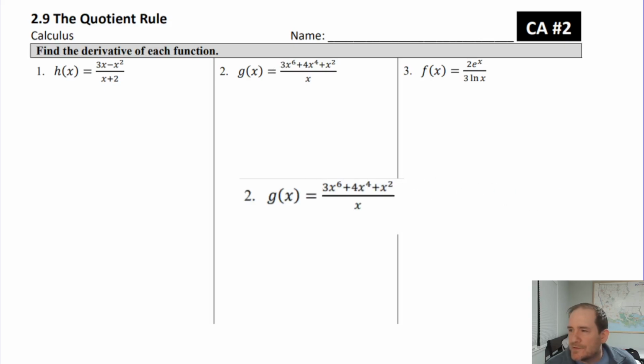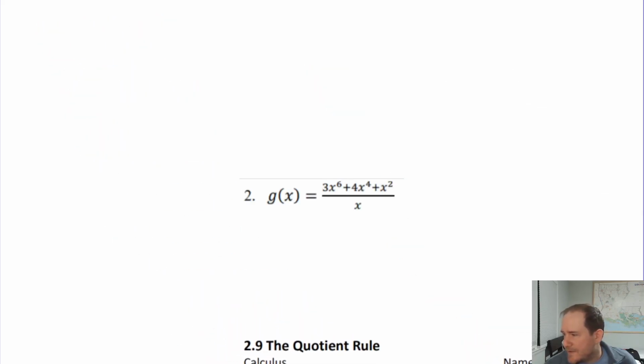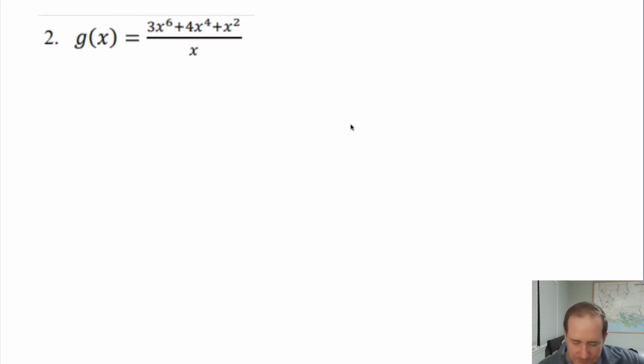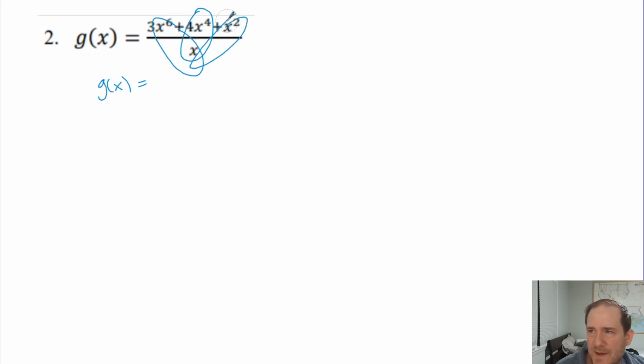All right, give me that function. And I don't want any of the rest of that, so throw it in the bin. All right, again, this is just like the last one. You could do this by quotient rule, but honestly, you'd be a fool if you did, because we could clean this up first. We could just divide every single term by the x. Divide this by x, divide that by x, divide that by x. And we'll get a simplified version. So this would be 3x to the 5th plus 4x cubed plus x. And so right away, we just end up with a much easier to differentiate expression.